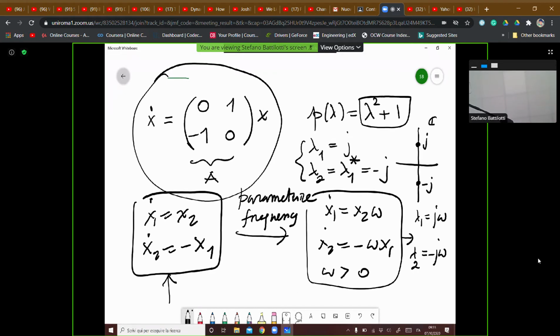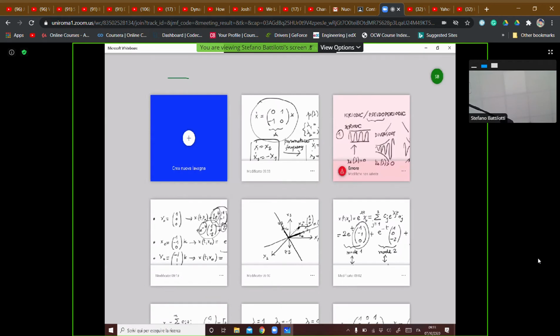Okay, let's see this. So we will proceed exactly in a parallel way to the case of aperiodic modes. So this is our second case. In this case, we will assume that the spectrum of A consists only of pairs of complex conjugate eigenvalues.